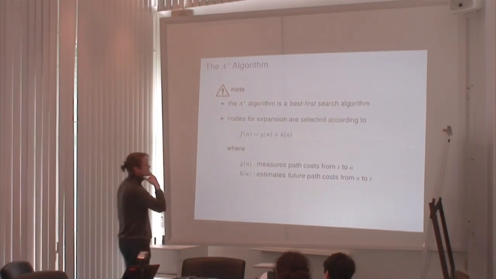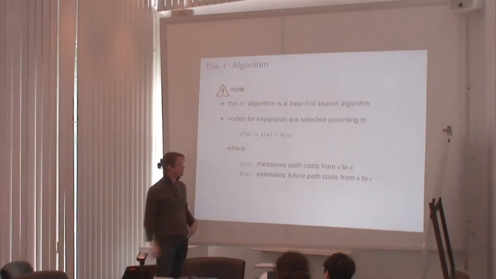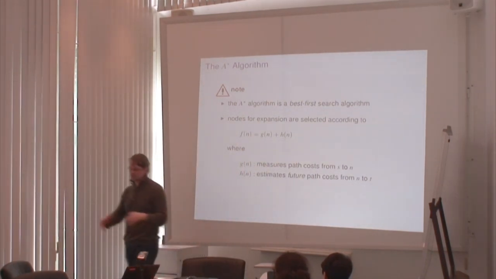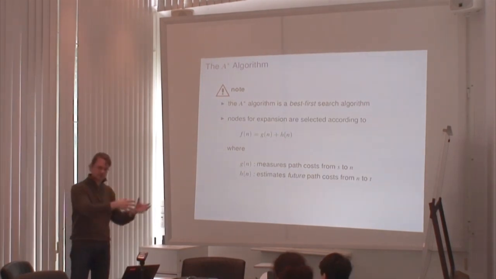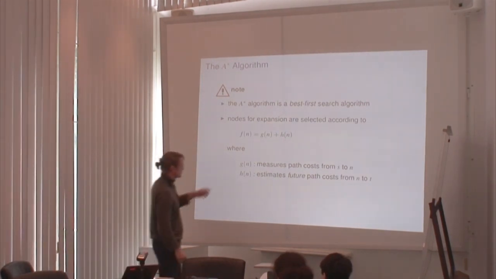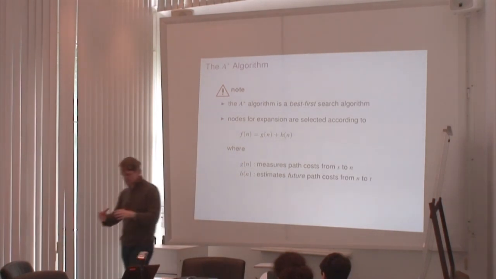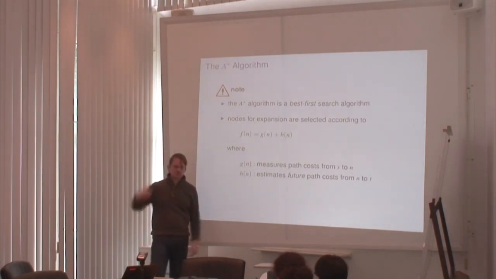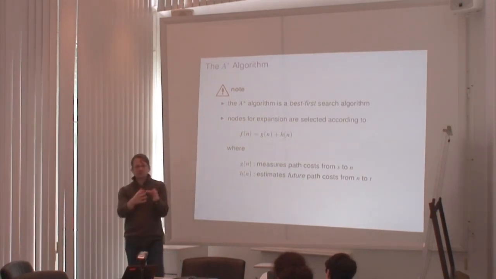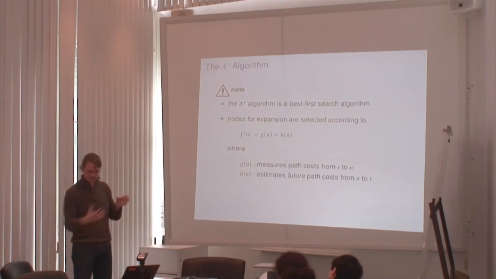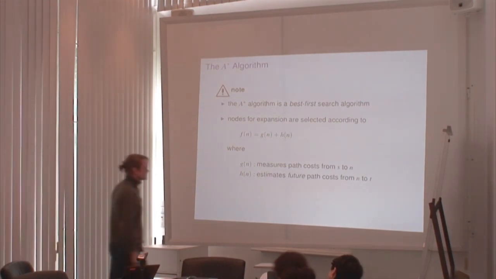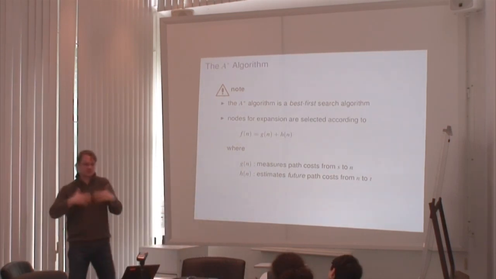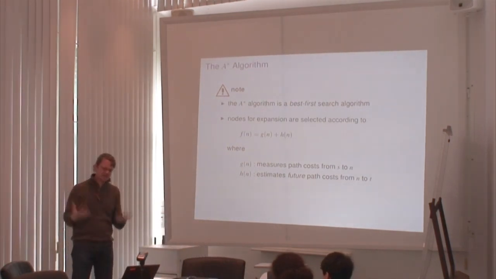And these nodes for expansion are selected according to this f function, which consists of a measure g of the path cost from where we started to where we're at right now. So this is the actual cost of the path from node S to node n. And then there is H, an estimate of the future path cost. Now we are at some node n, what might it cost to get from here to the target? So this is the future path cost from n to t, and we don't know that because we have not explored the graph, but we can estimate it.